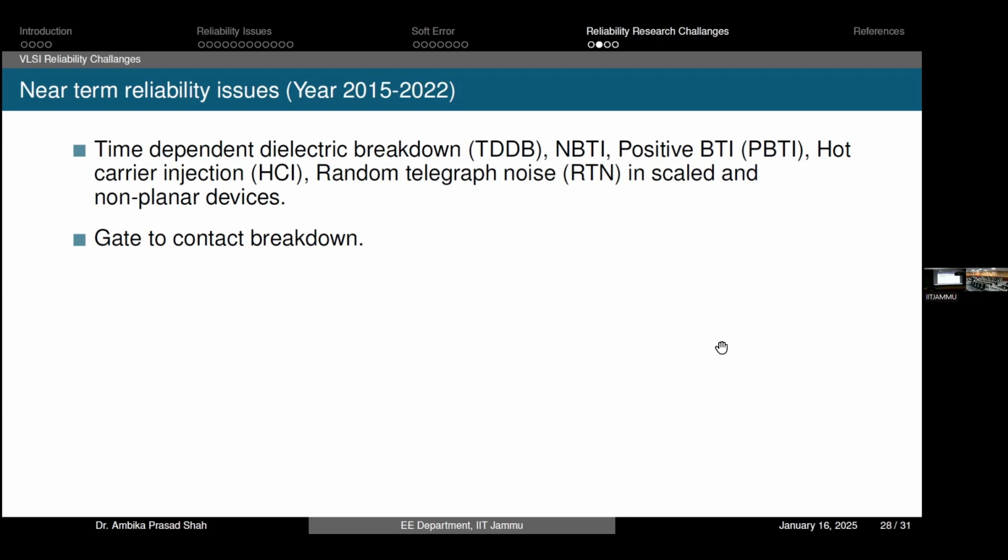If that contact is not good, it might break and it can fail the system. So that's also one of the reliability concerns.